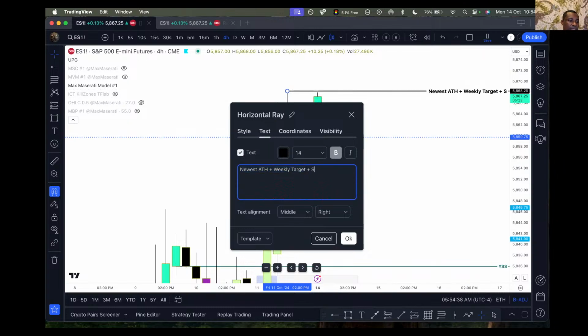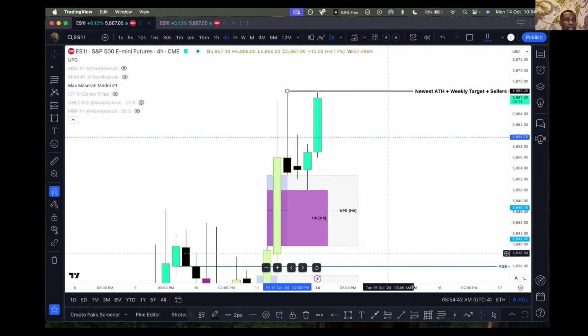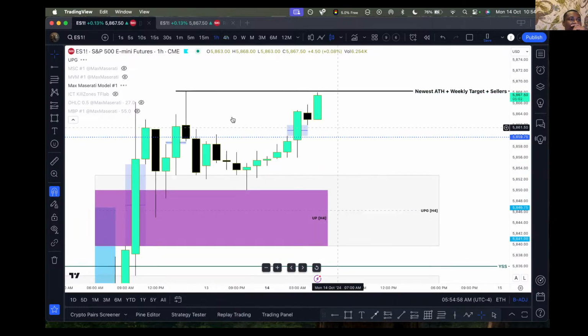So plus the sellers, and then once this candle closes here, we'll have sellers here. If we have sellers in the market close, bullish body close, the buyers will attack this level because there's liquidity here. So let's wait for this 4-hour candle to close before we think about taking any trades.